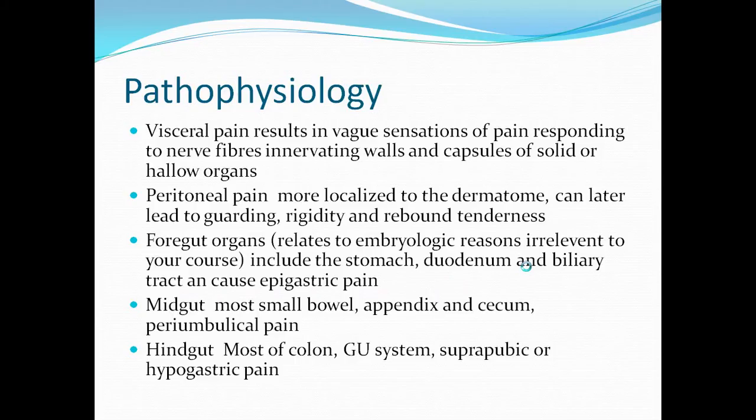Pathophysiologically, you've probably seen this slide before last year. Abdominal pain comes in different phases. You'll see this especially in appendicitis, where you have visceral pain fibers causing vague sensations in the early stages of illness. And then you have peritoneal pain at the later stage when the pain migrates to the right lower quadrant. And that's more localized to a dermatome and to a more localized area. The embryology sort of determines where you feel pain in these cases.